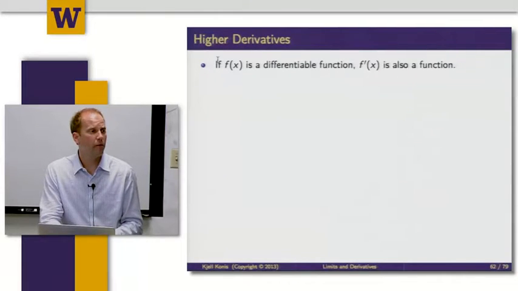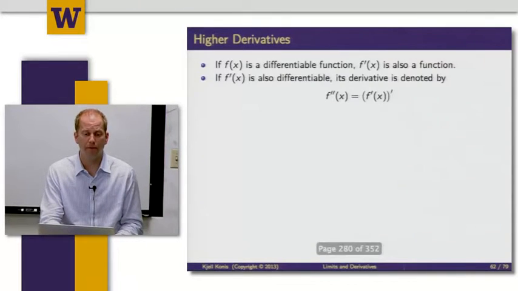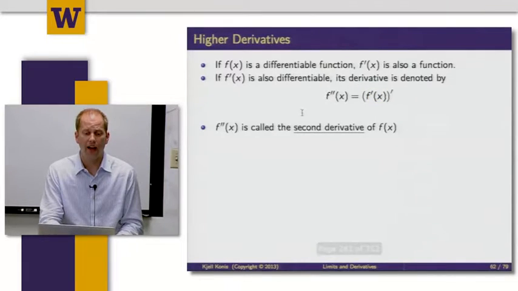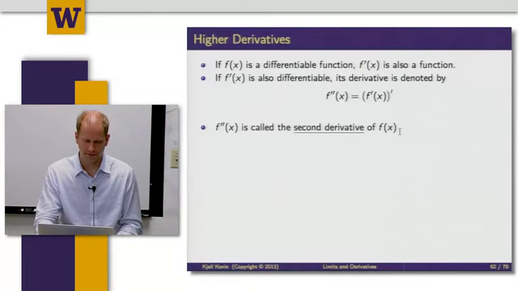Most of the time, when you take a derivative of a function f of x, you get f prime of x, and that's also a function. Most of the time, f prime of x is also going to be a differentiable function. So you could, again, take its derivative. We denote that by f double prime of x, which is just the derivative of f prime of x. And f double prime is called the second derivative of f of x.